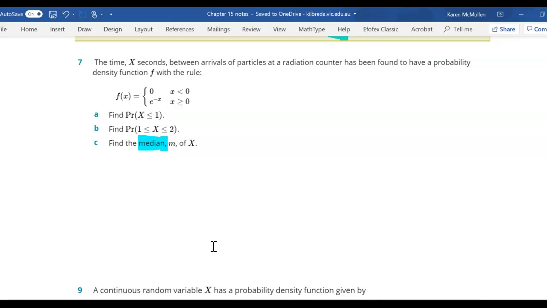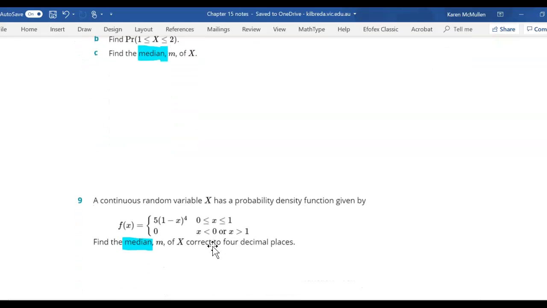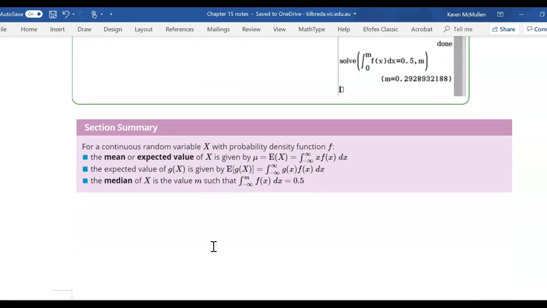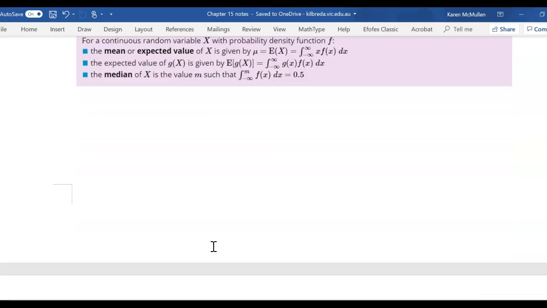So this video has been going for 23 minutes. I would strongly encourage you to have a go at doing them on your own, because with question 7, part A and B, that relates to stuff that we did in 15A, and question C relates to what we're doing now. Question 9, we're just finding the median. All right, and then if we scroll along, there's a little summary for you.